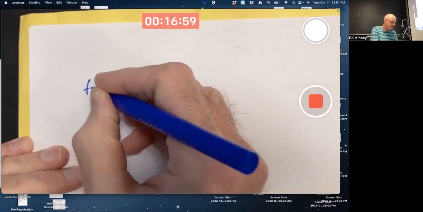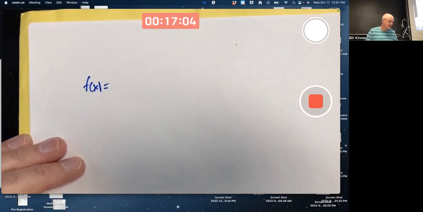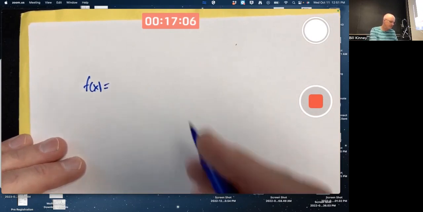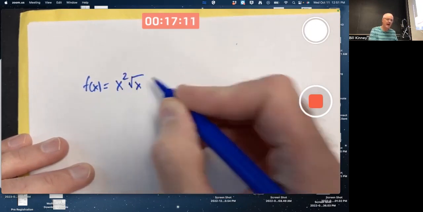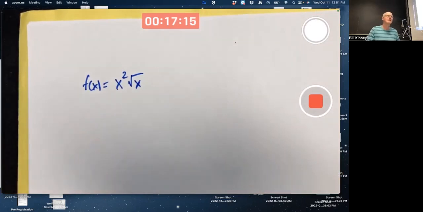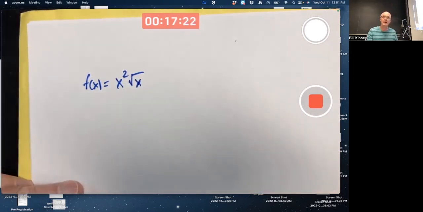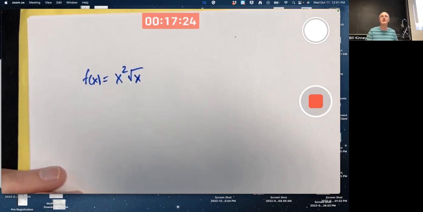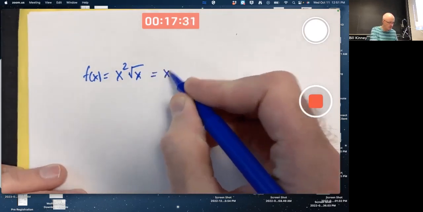So the question is, if you've got a function that is, for example, well, let's do one that we can do some other way as well. x squared times the square root of x. That is the product of two functions. It's x squared times the square root of x. And therefore, it does turn out to be something that you can use the product rule to differentiate. However, this one can be done without the product rule, right?